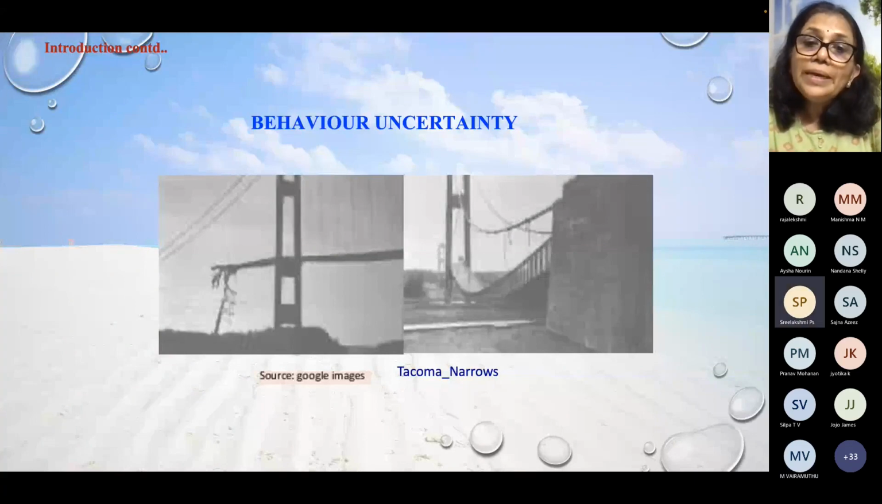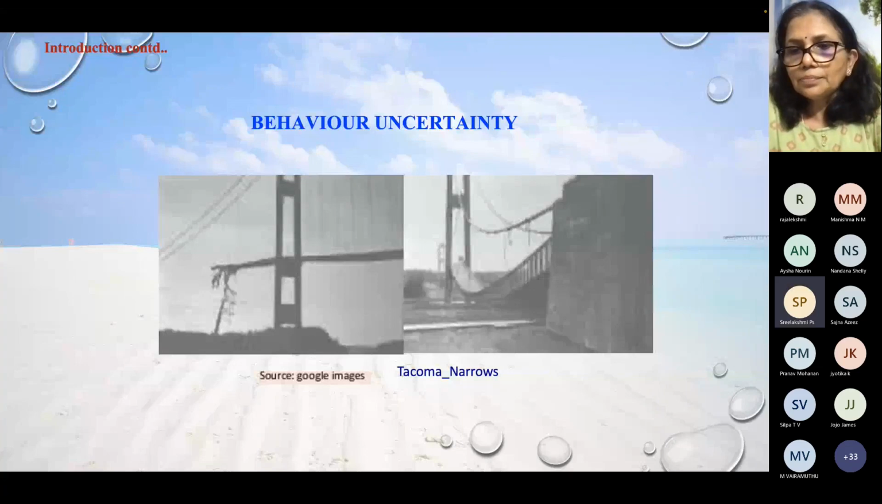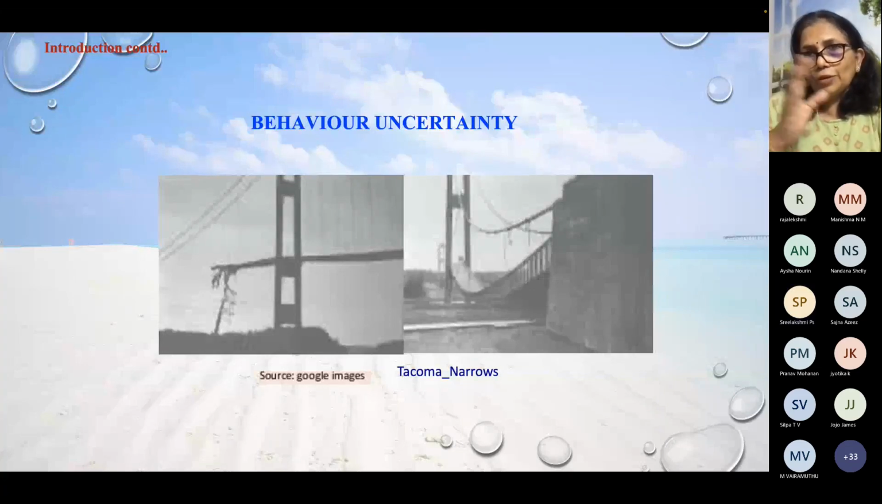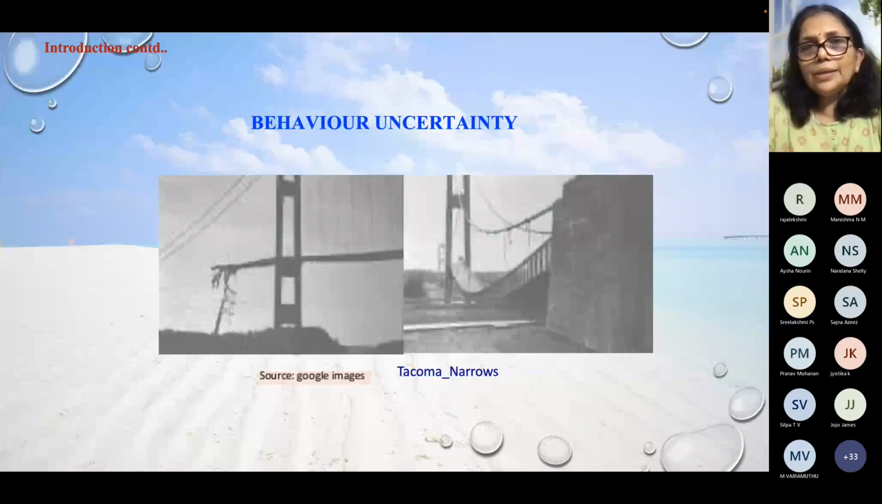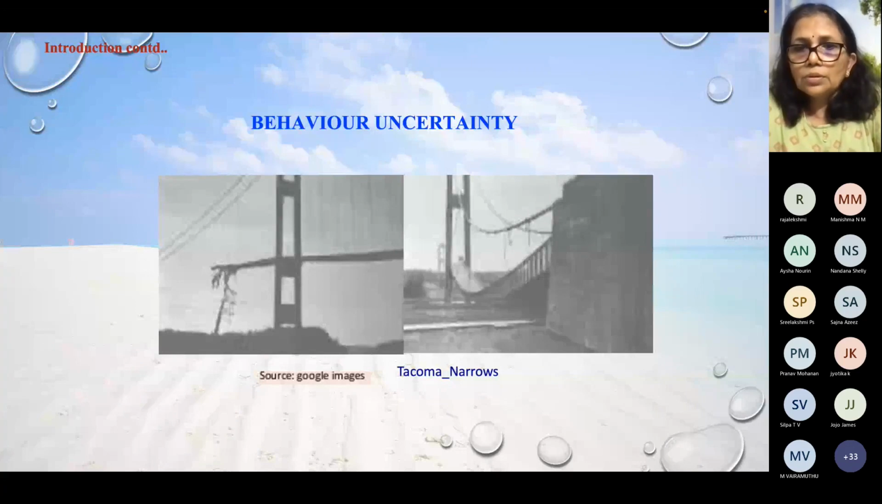The displacement will be maximum. Isn't it? You might have seen that resonance happening and how it is vibrating. So it vibrates and the displacement will be maximum, and the structure will not be able to take that much deformation. So the whole structure collapses. This is exactly what happened in the Tacoma Narrows also.